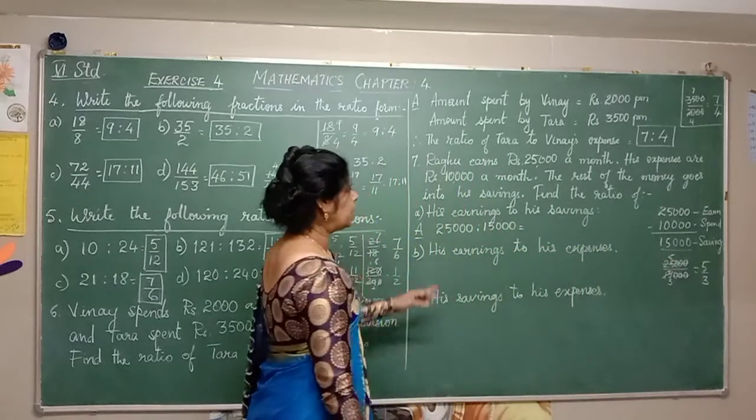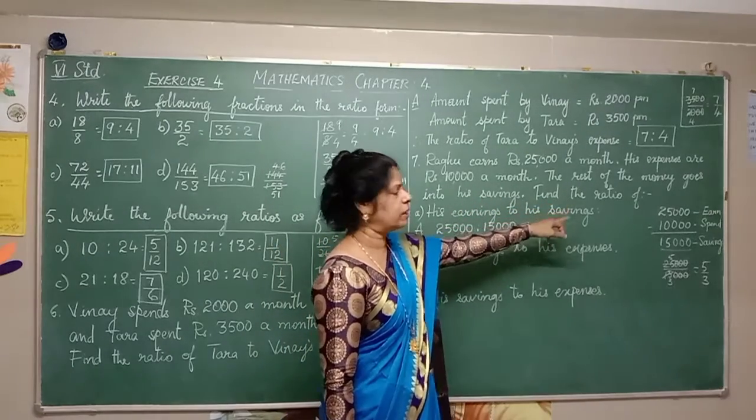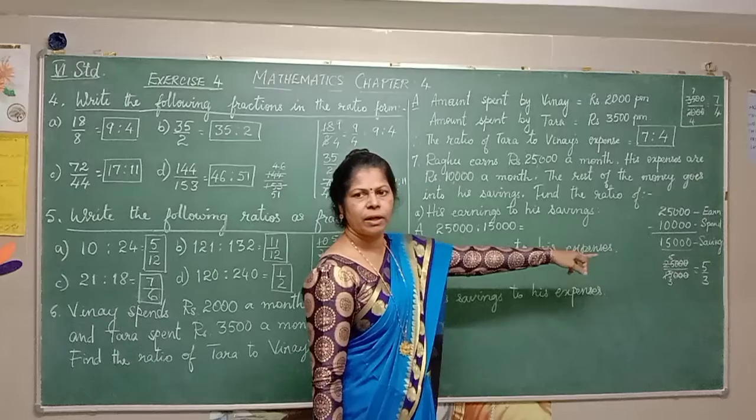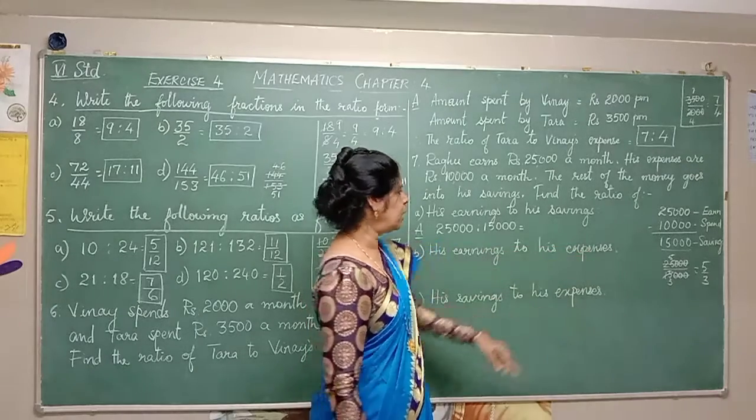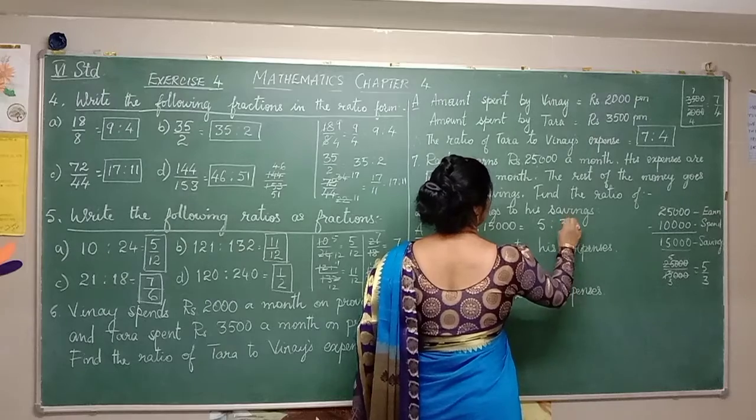Understood? But here you have to write it in the form of ratio. Find the ratio of what is given. So what is the answer you got? 5 by 3, which is equal to 5 is to 3.